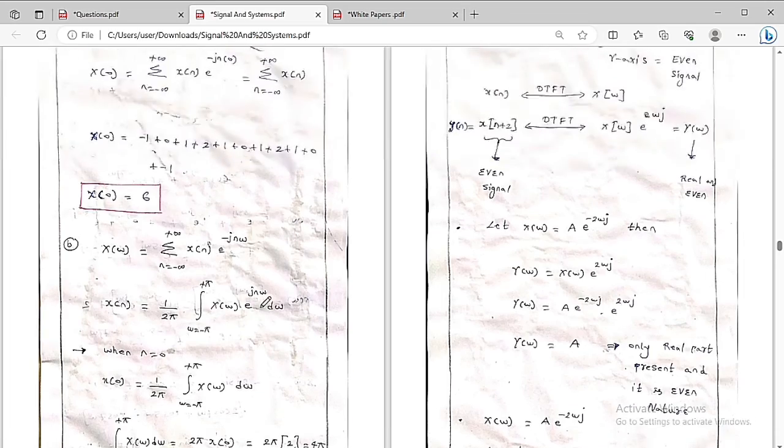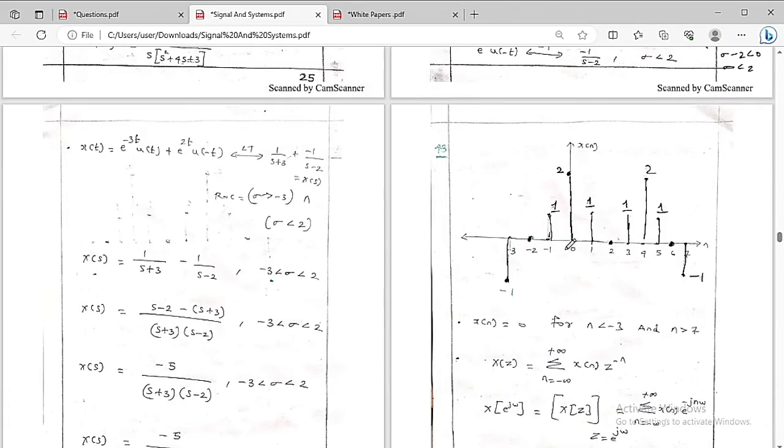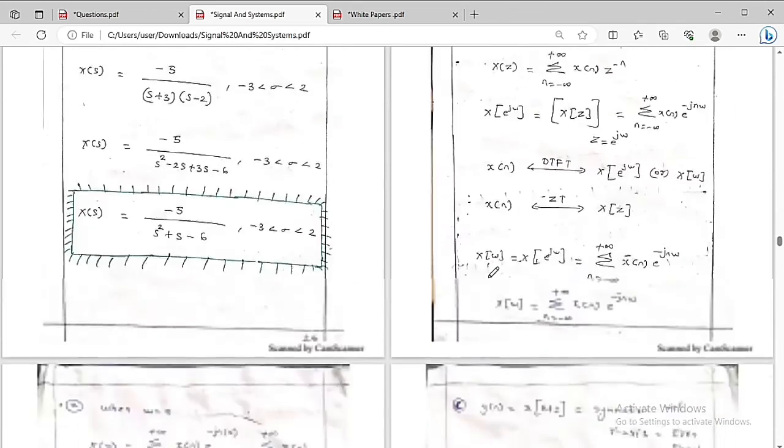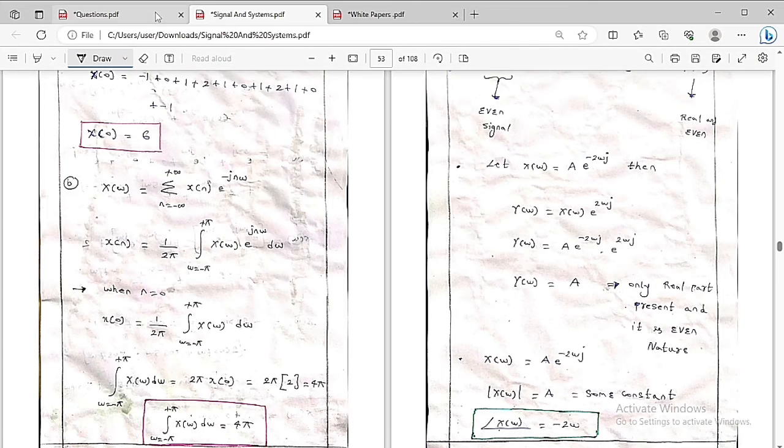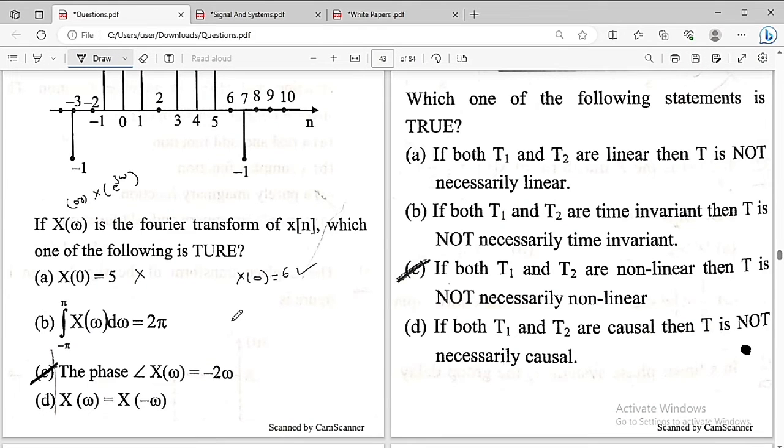So the x of 0 value we know. What is the value of x of 0? x of 0 is nothing but 2. So multiplying by 2, 2 pi into 2 is nothing but 4 pi. So 4 pi is the correct solution of this question. But what have they given? They have given 2 pi, so definitely this is wrong. The correct solution is the integration from minus pi to plus pi of X of omega d omega, which is 4 pi. This is the actual one, but they have given the wrong one.